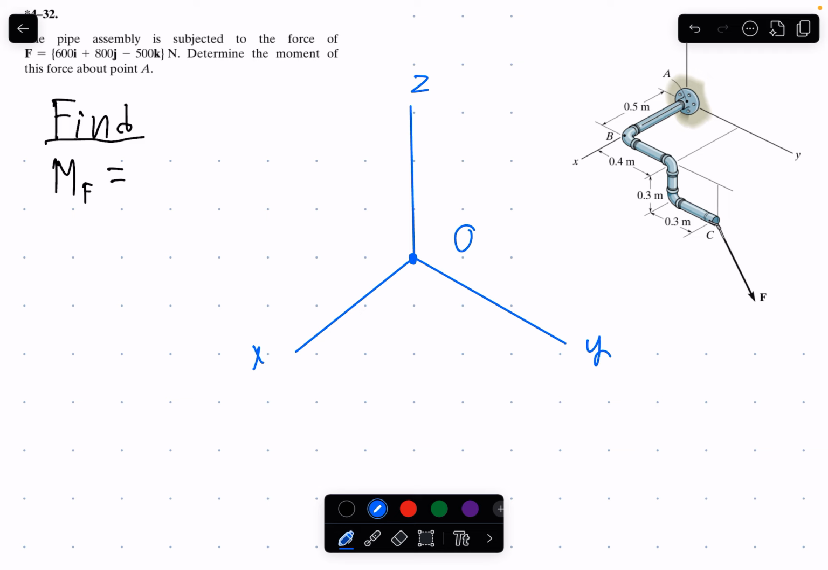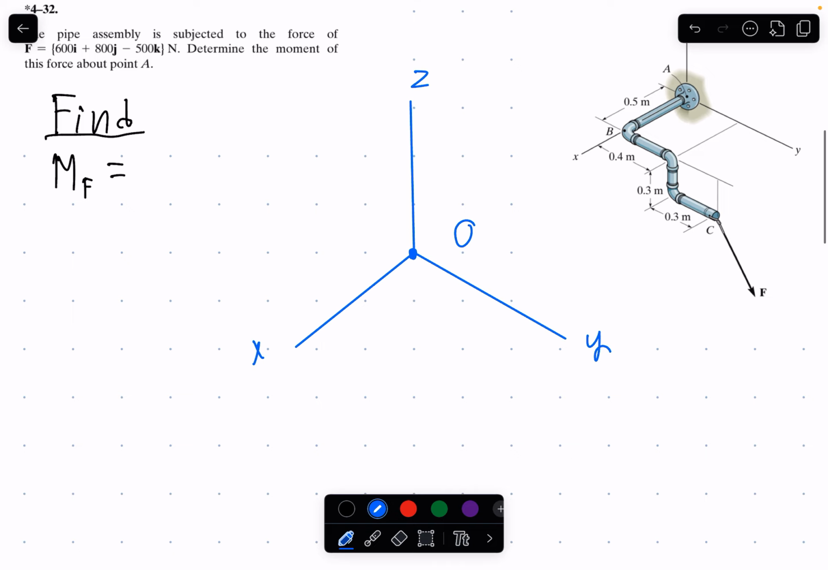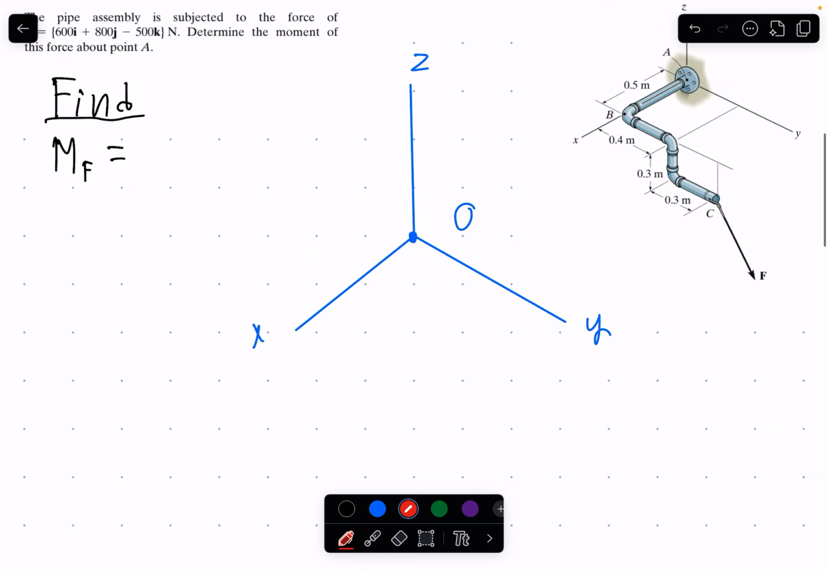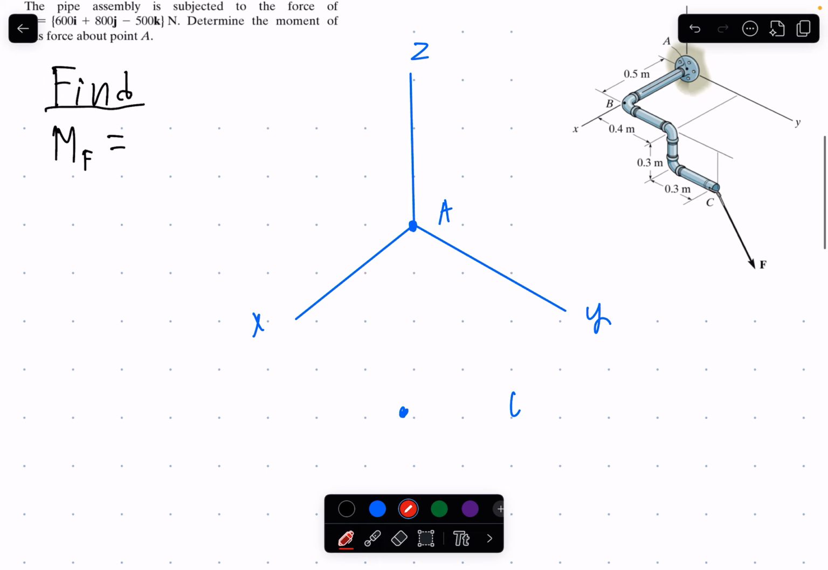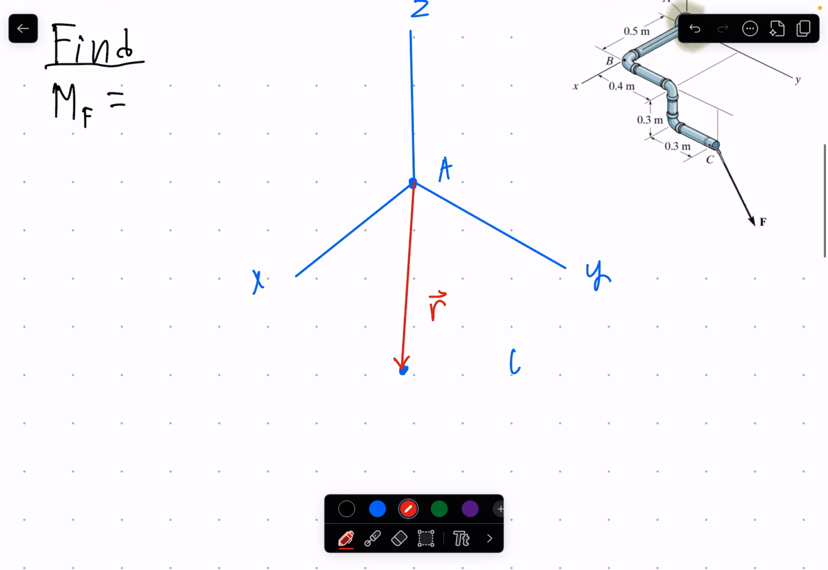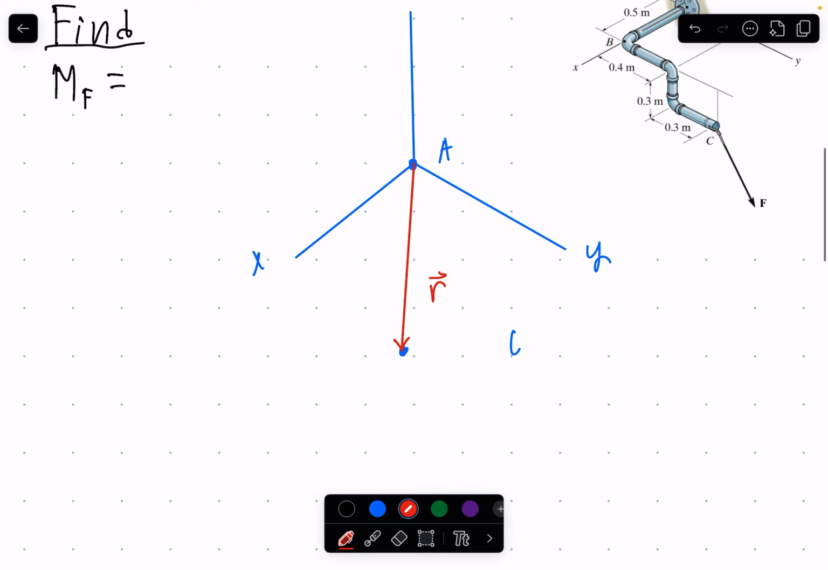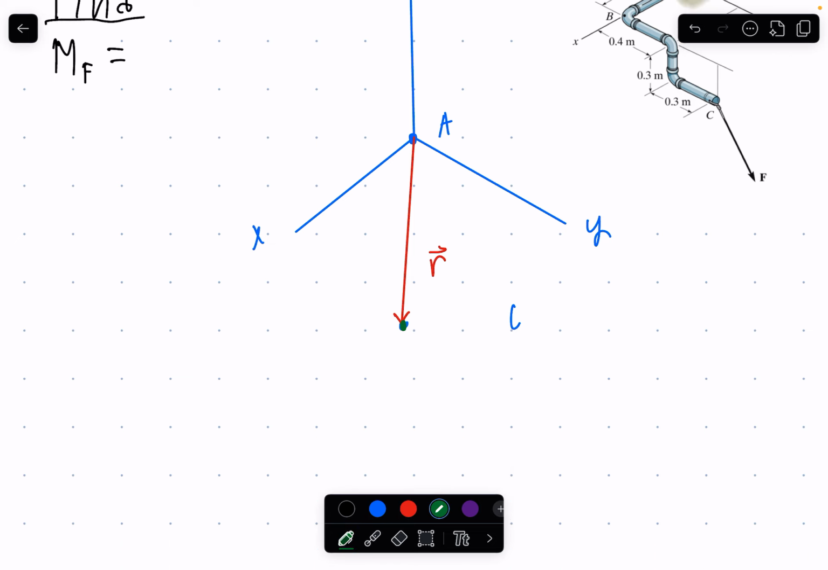Instead of having this really complex pipe that's really trying to confuse you in a lot of ways, we can simplify this by creating a position vector from A to C. This is labeled as A, not origin, so label it A. And here we have point C. So if we create a position vector going from A to C, we'll simply call that R. And then from point C, we have, let's put in green, our force vector acting at point C.